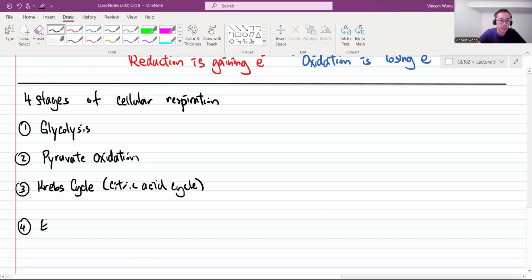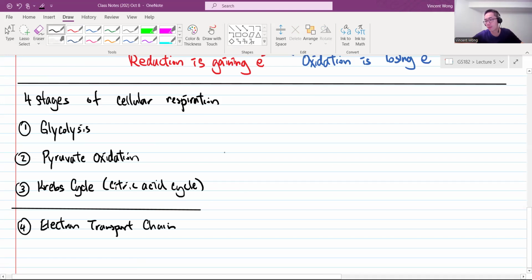And then finally, we have the electron transport chain. Okay, I want to put a line here. I'll explain why later. Just copy down the names first. They are just names for the moment. Okay, we are of course going to explain the meaning of it and what's going on in each stage in more details as we progress.